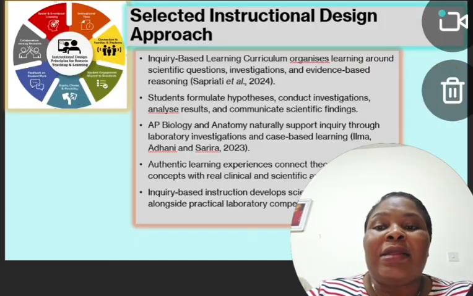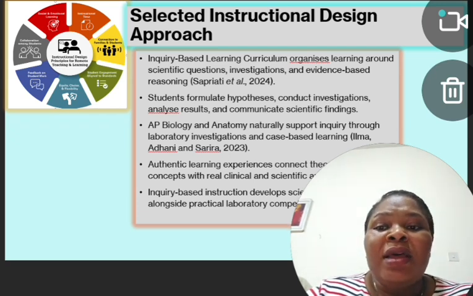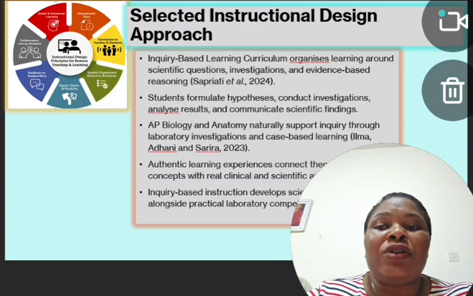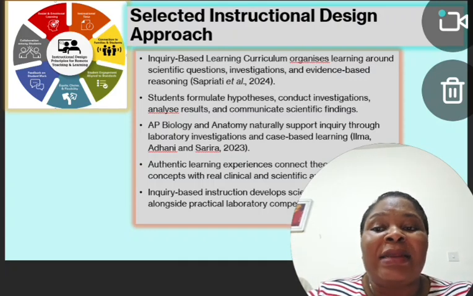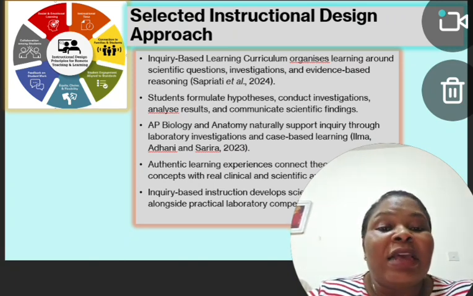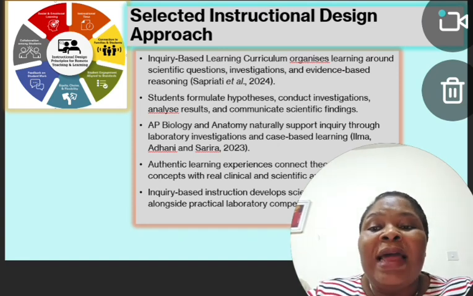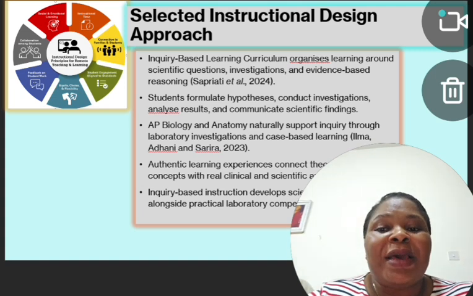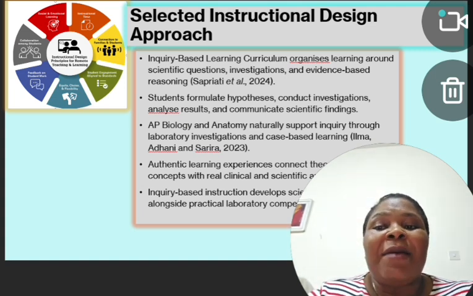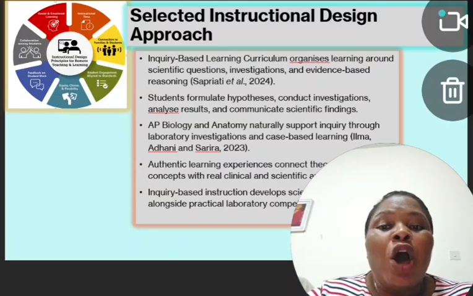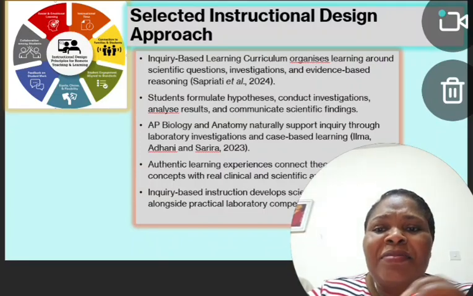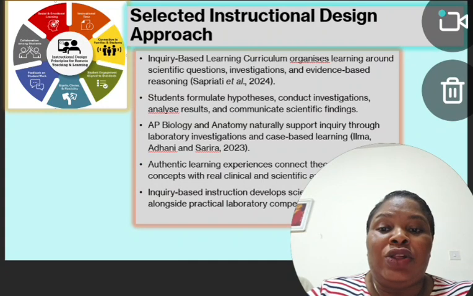Now, let's take a look at the selected instructional design approach. The selected instructional design approach is inquiry-based learning, where teaching is planned around relevant questions and investigation in science. The students make hypotheses, they design experiments, they analyze data, and they share scientific information in laboratory investigation and case-based learning. This gives them laboratory and real-world opportunities to apply biological knowledge.